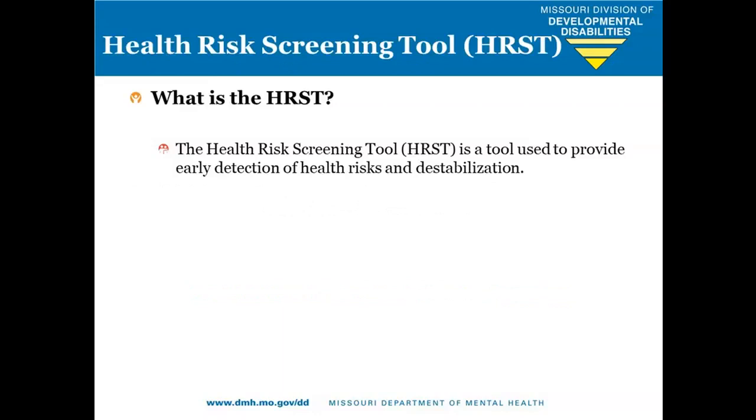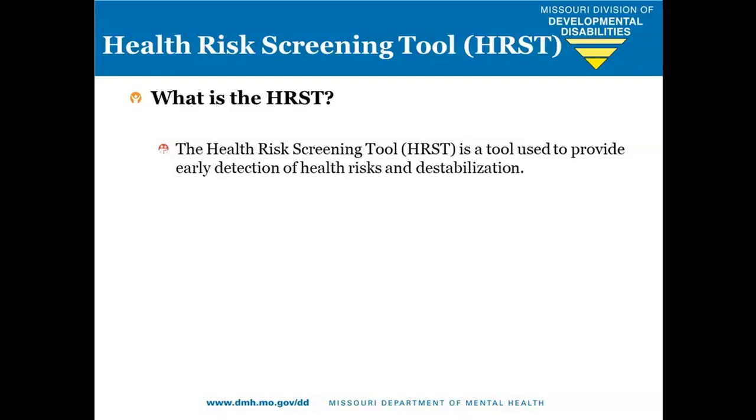The Health Risk Screening Tool, or HRST, is what I often call it, is a tool used to provide early detection of health risks and destabilization. The Missouri HRST project has also designed standardized electronic health risk support plan templates in the intellectability system, which will support the team with identification of implementation strategies to mitigate risk and improve health outcomes. The completion of the HRST and any applicable HRSPs or health risk support plans will align with the individual's annual Individualized Support Plan meeting or ISP meeting.